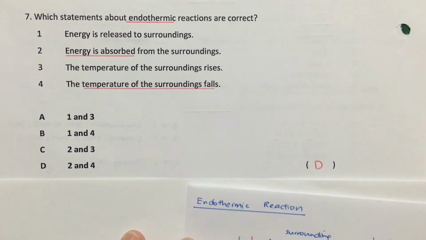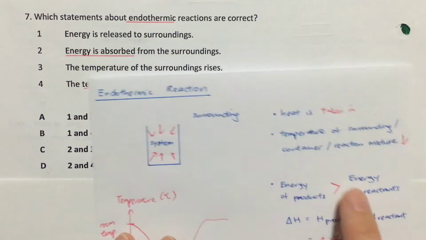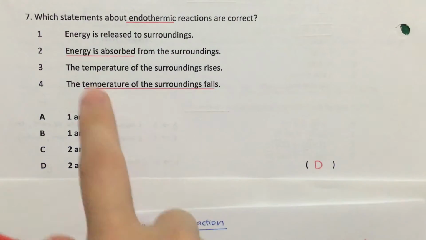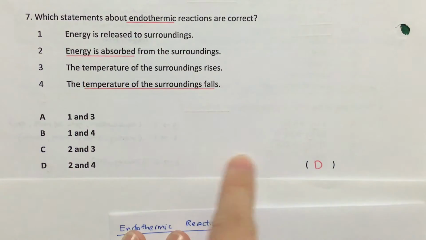Okay, question 7 talking about endothermic. Endothermic: heat is taken in, temperature falls. So therefore, the answer is B.